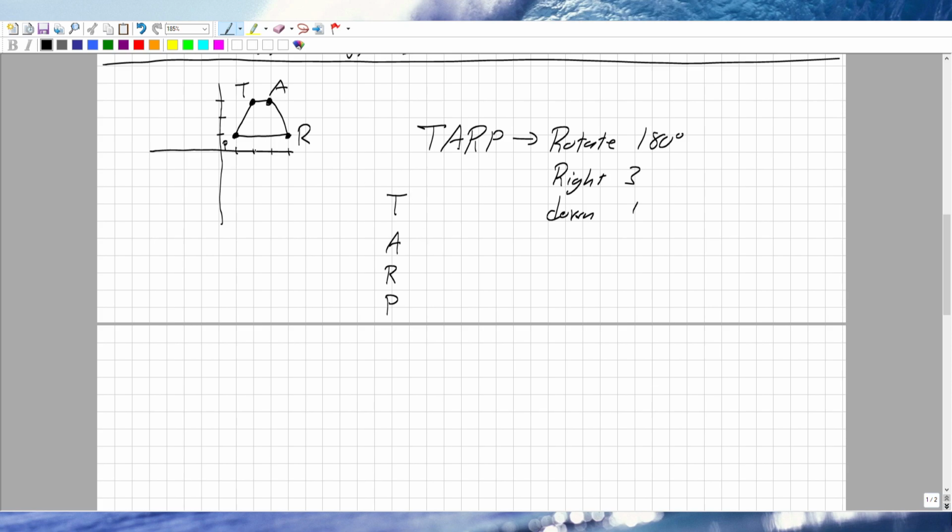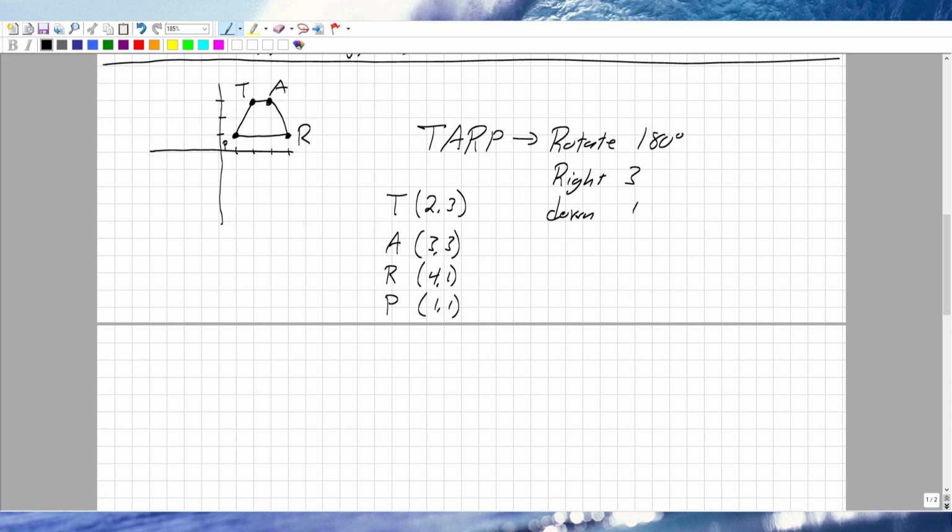T is at the coordinate point 2, comma, 3. A is at 3, comma, 3. R is at 4, comma, 1. And P is at 1, 1. And then I would start with the different transformations.